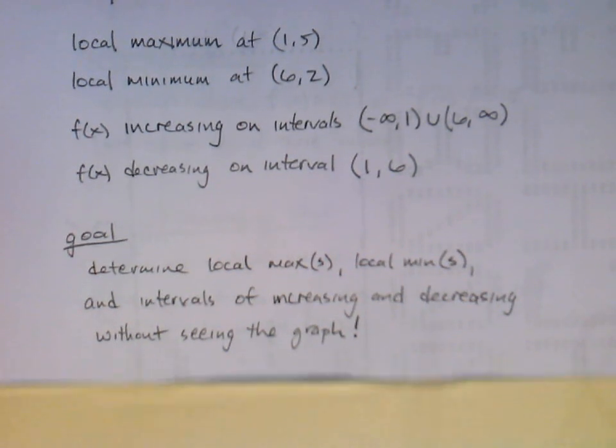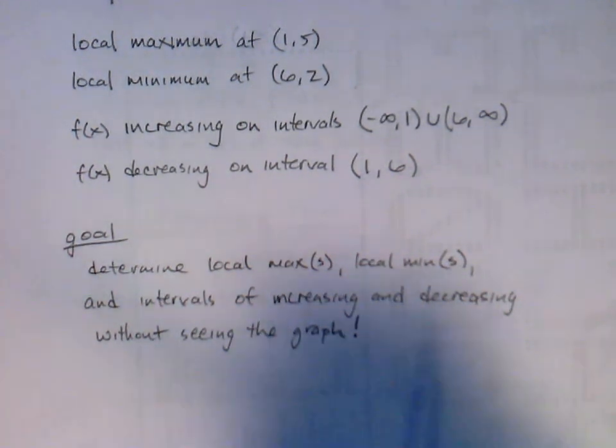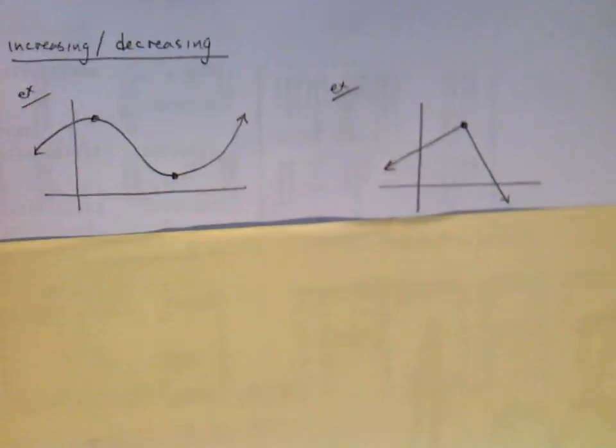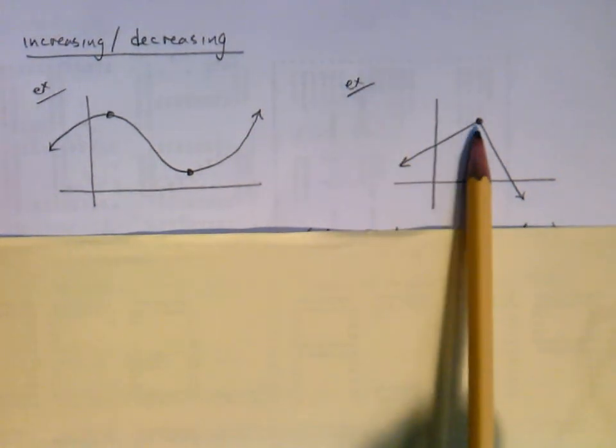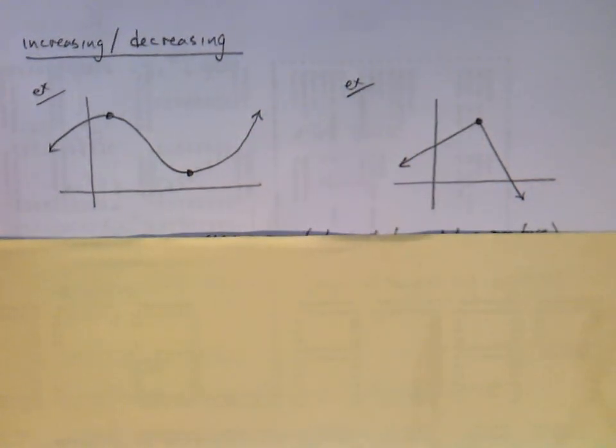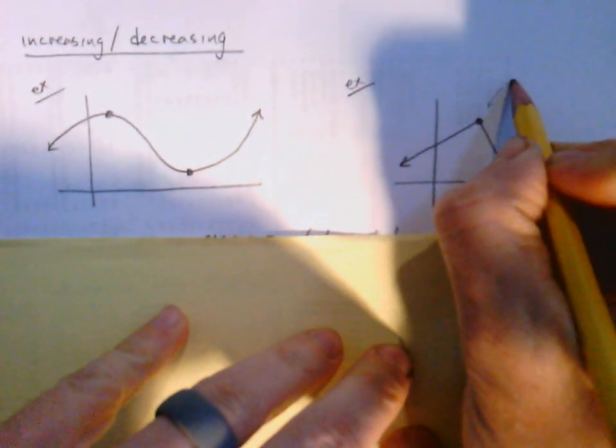Okay, so now, where was I? How are we going to even begin? Let's start with increasing and decreasing, and I've given two examples of graphs. The first one looks like the one that we just saw. These nice smooth curves, right? The next one has this sharp point there at the top, and maybe you remember what a point like that is called. It's referred to as a cusp.